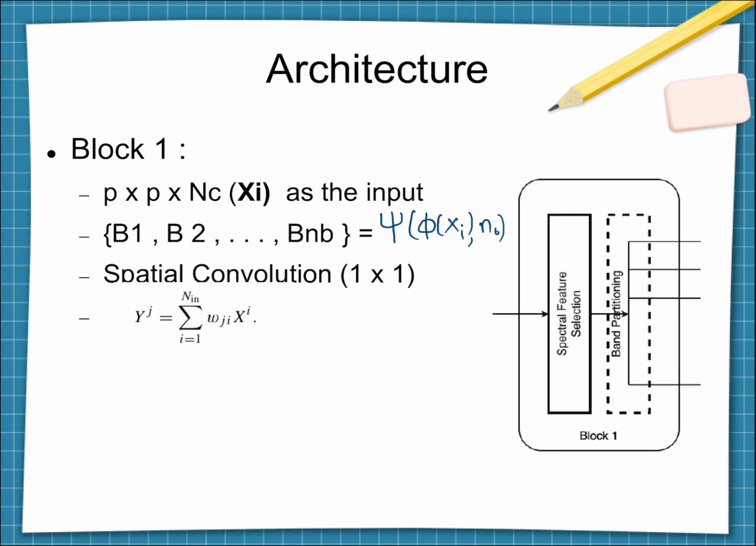Block 1. Block 1 splits a given cuboid of input into nb number of different non-overlapping contiguous spectral bands where each band has a bandwidth of n by nb. Psi function splits the activation map or the feature blocks, where the phi function applies the feature selection. There are two different kinds of feature selection used, one being the trivial identity function and the other being 1x1 spatial convolution. Psi takes p cross p cross n in as the input volume and gives out p cross p cross n out as the output volume. nb is a hyperparameter that can be set considering the performance on the validation set.